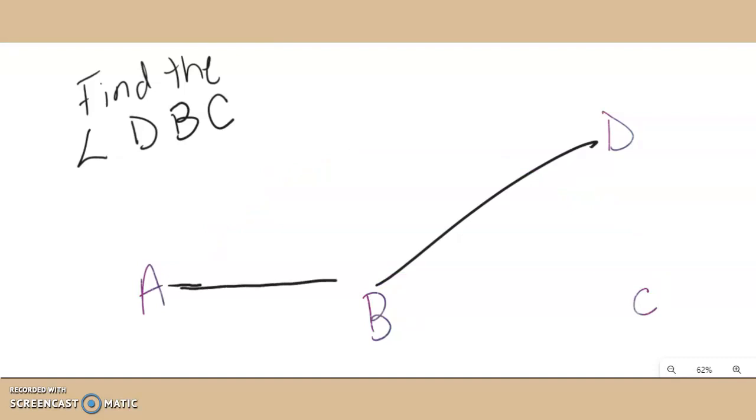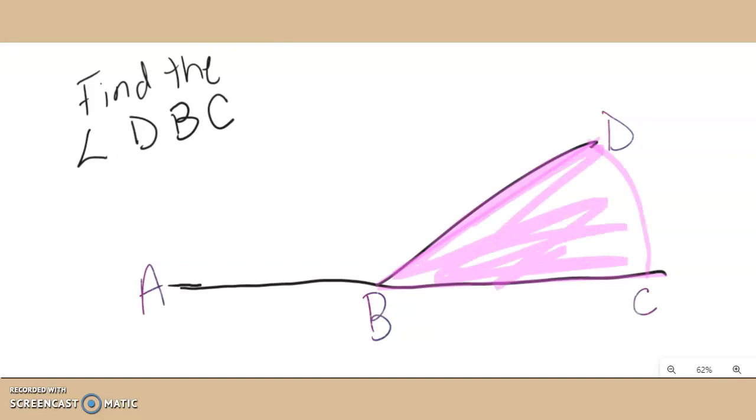So now I need to start at D, go to B, and then go to C, and that's the angle that I'm looking at right here. So I would click on that angle. This is called, again, a supplementary angle. These supplement to 180 degrees.